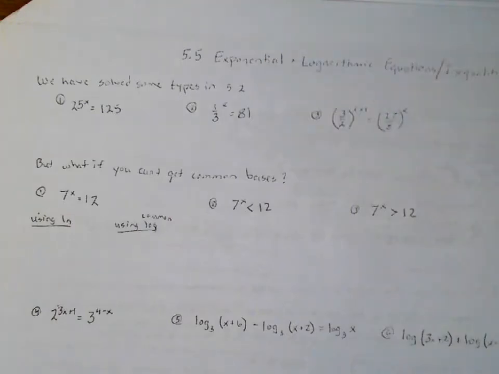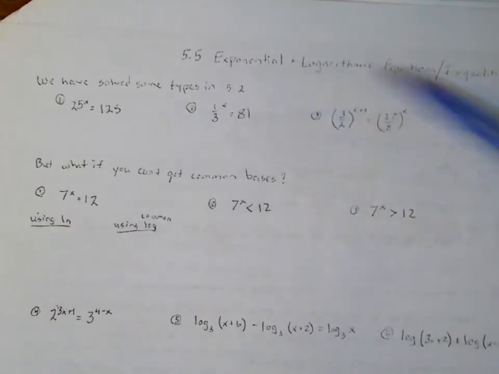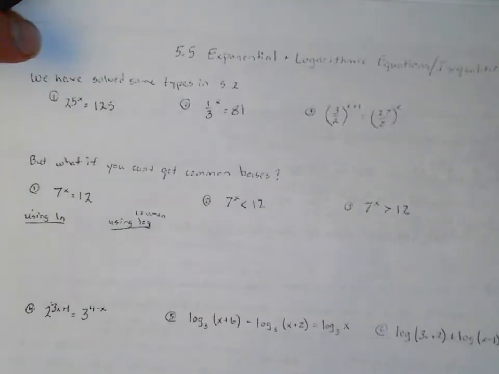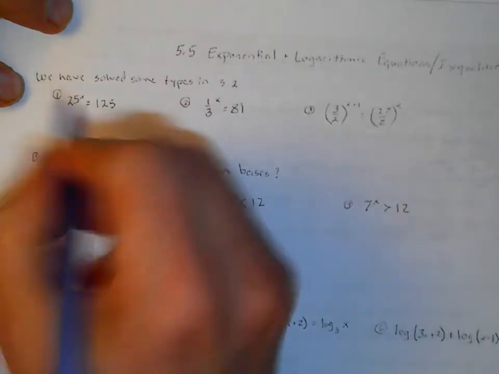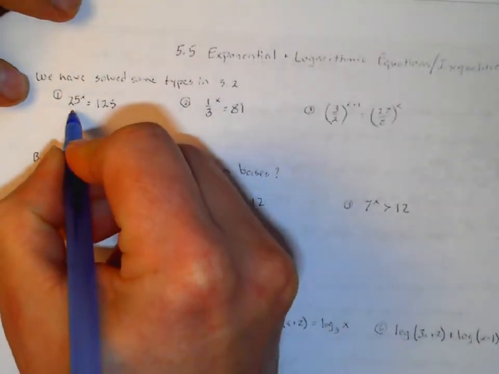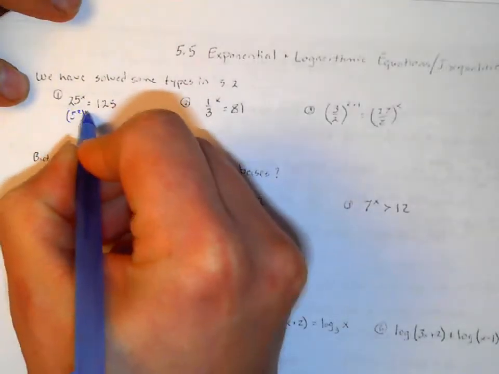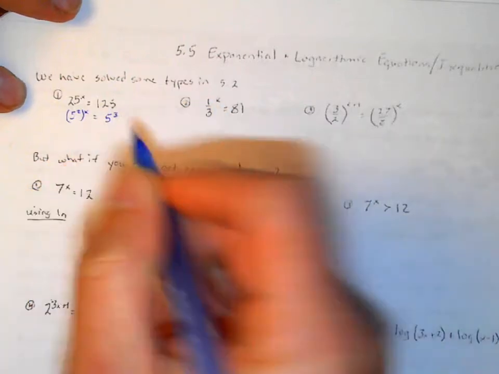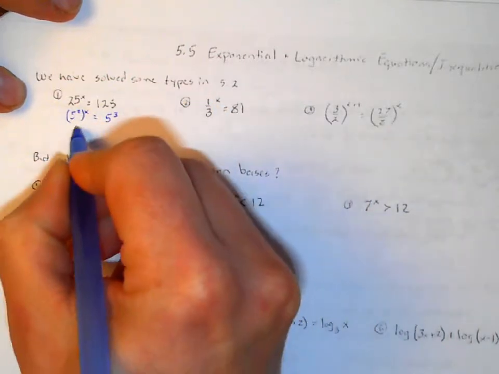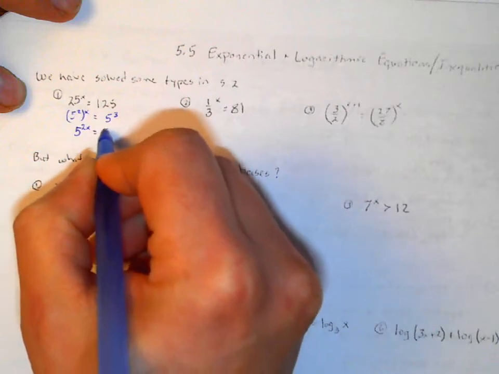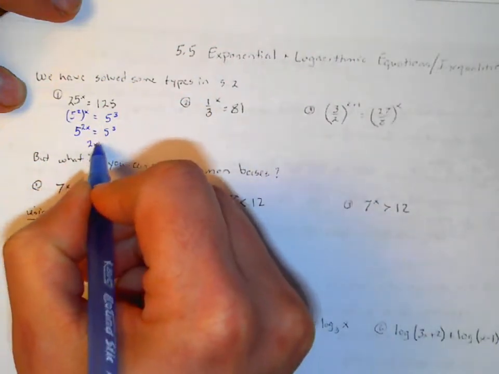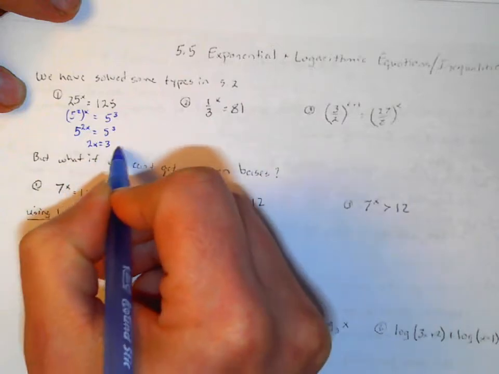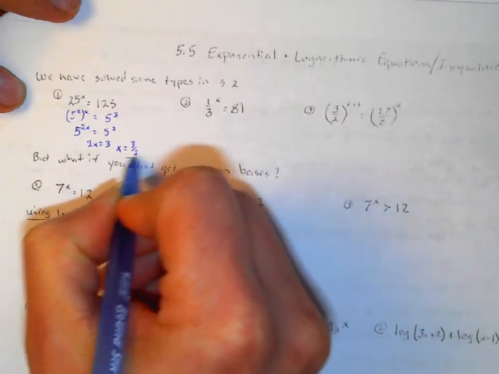Notes 5.5. We're going to solve exponential and log equations and inequalities. In 5.2, we did these already. We tried to get the same bases. So for example here, 25 is the same as 5 squared, and 125 is the same as 5 to the third. Exponent to exponent, you multiply. So basically 5 to the 2x is equal to 5 to the third. So when I solve this, I know for these to be equal, 2x has to be equal to 3. Therefore, x is equal to 3 halves.